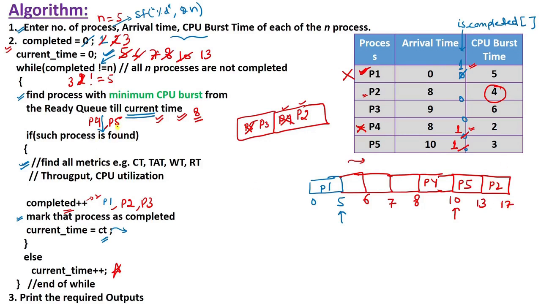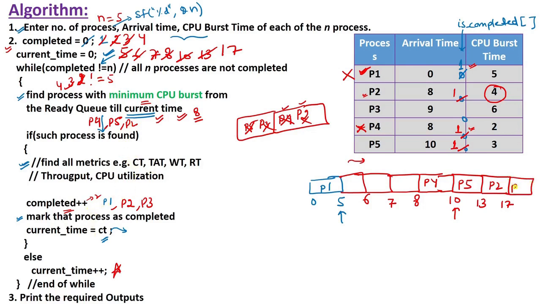P2 was selected, everything was completed, and the completed count will become 4. The process is completed. Current time will be 17. And finally, there is one process remaining. Till 17 we have only P3 remaining. This one was already completed, so P3 is remaining. Compute everything for P3 and then mark everything.